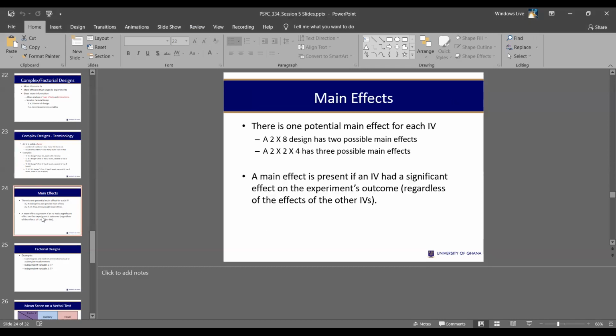So the next one is main effects. When it comes to factorial design, we have two effects: main effect and interaction effect. So the first one is main effect.